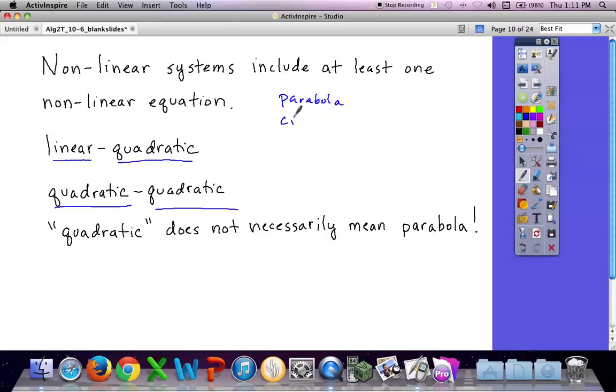but circles, ellipses, and hyperbola. Those are all quadratics.